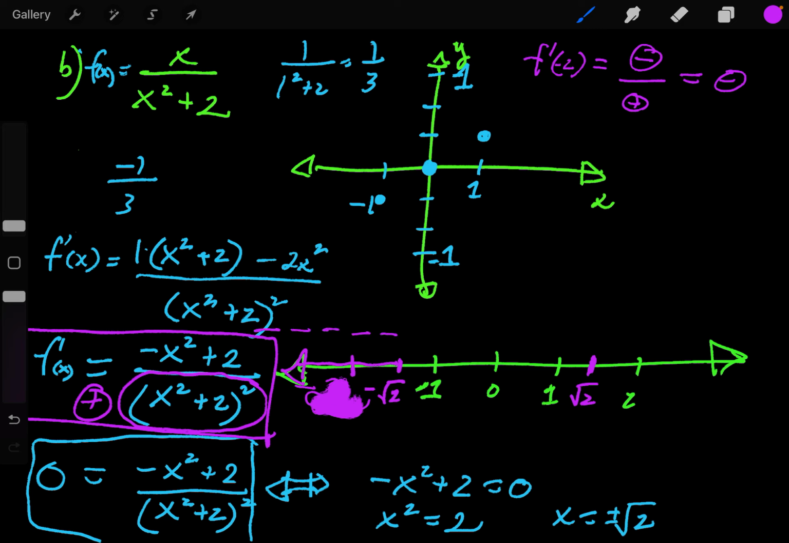Now I pick a point between negative root 2 and positive root 2. I'll pick 0. 0 is going to give me positive 2, so my function is increasing all here. And then I pick something greater than root 2, which is 2. 2 squared is 4, negative is on the outside, so it's negative 4 plus 2, and that means this is all going to be negative. Now I have where my function is decreasing here, increasing here, and decreasing here.